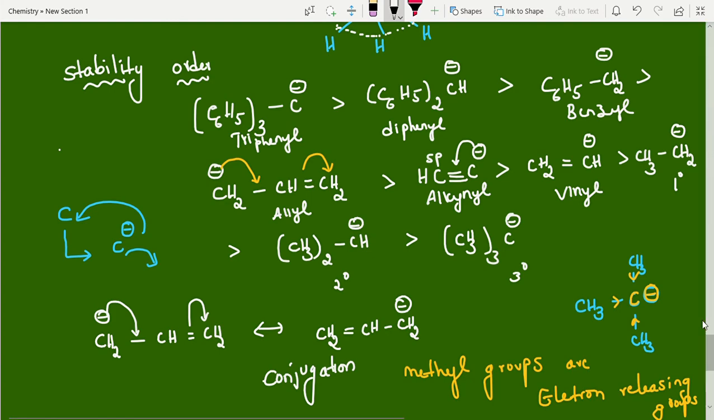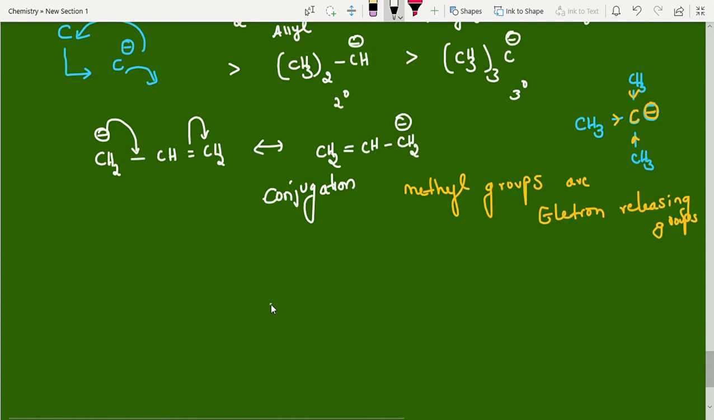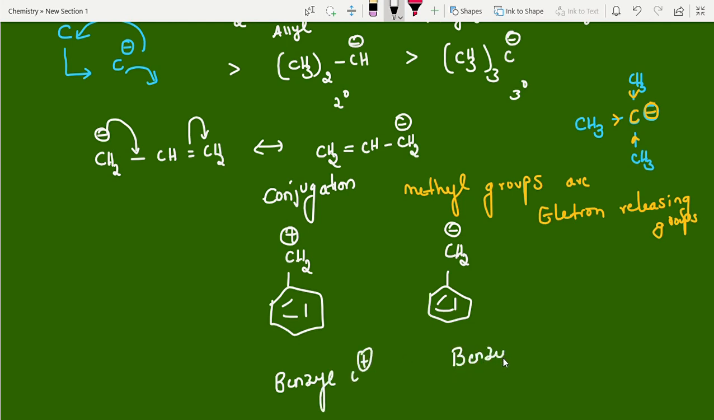So I will show you another example. What is that? Yes, benzene ring, it acts as both an electron releasing group, electron donating group, and an electron withdrawing group. Here also it is stable, here also it is stable. Why? Because this is a benzyl carbocation, this is a benzyl carbanion. Both are stable. Benzyl carbanion. Why? Because see, benzene ring, what is the note point, students?